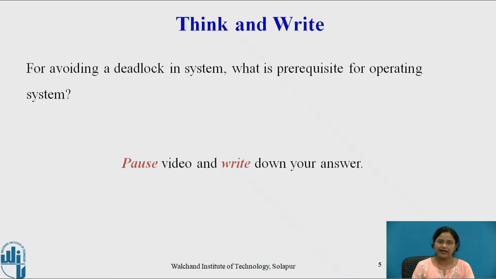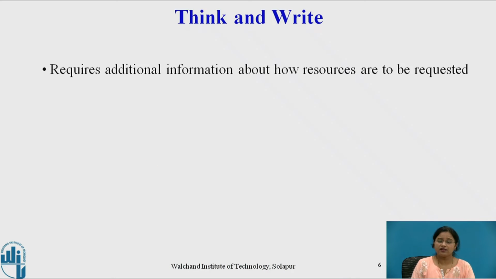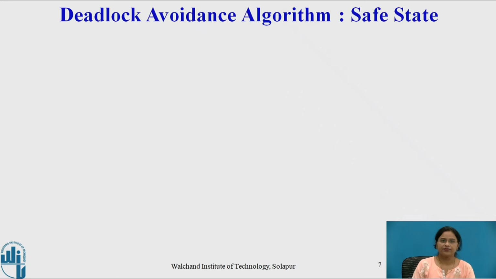Pause the video and think and write down your answer. Okay. So, to avoid deadlock in the system, it requires additional information about how many resources will be requested by that process in the near future and how many resources are allocated to that process.